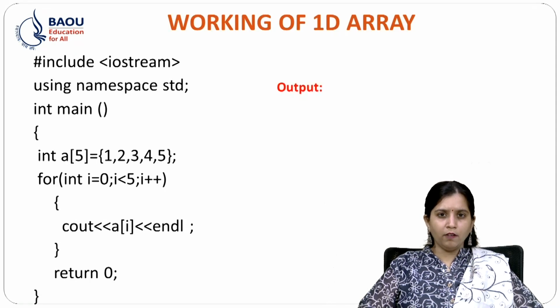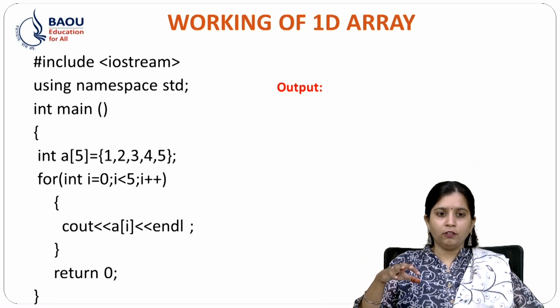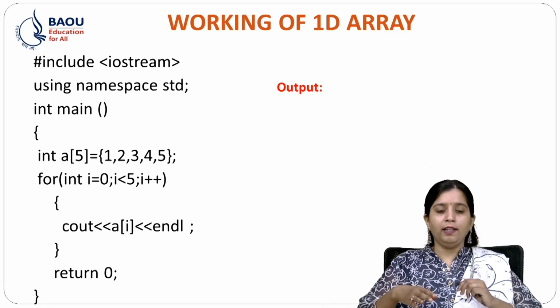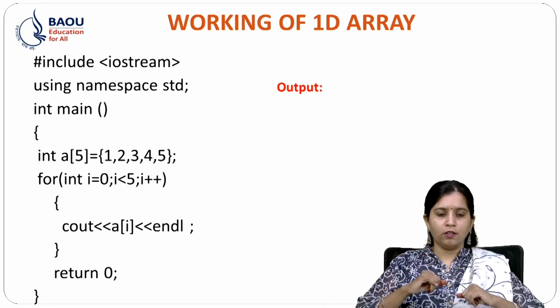First we will see the working of 1D array. So what we have simply done over here is, first we have included our iostream. We have initialized one array named A with 5 elements, that is 1, 2, 3, 4, 5, and we have used a for loop. Why have we used a for loop? Because to iterate the elements of the array and show them to the user.